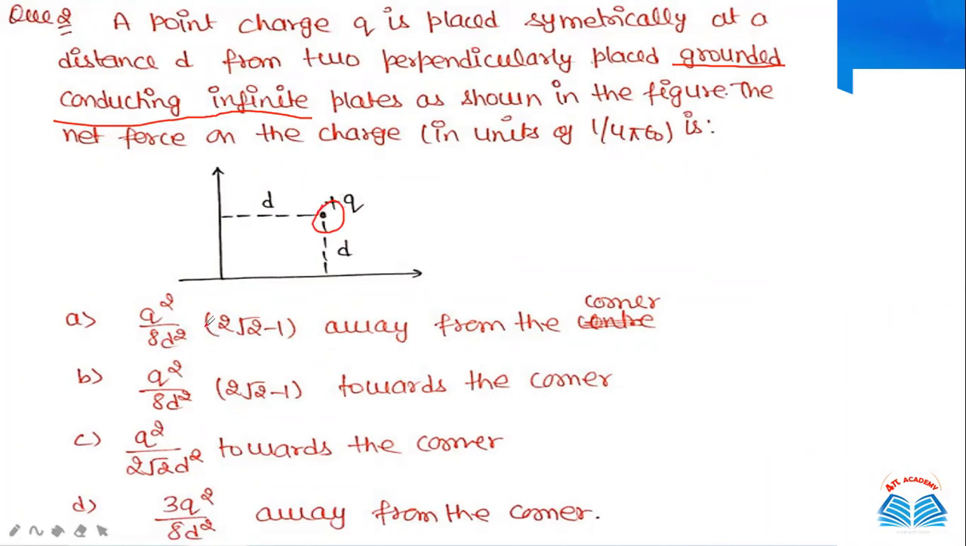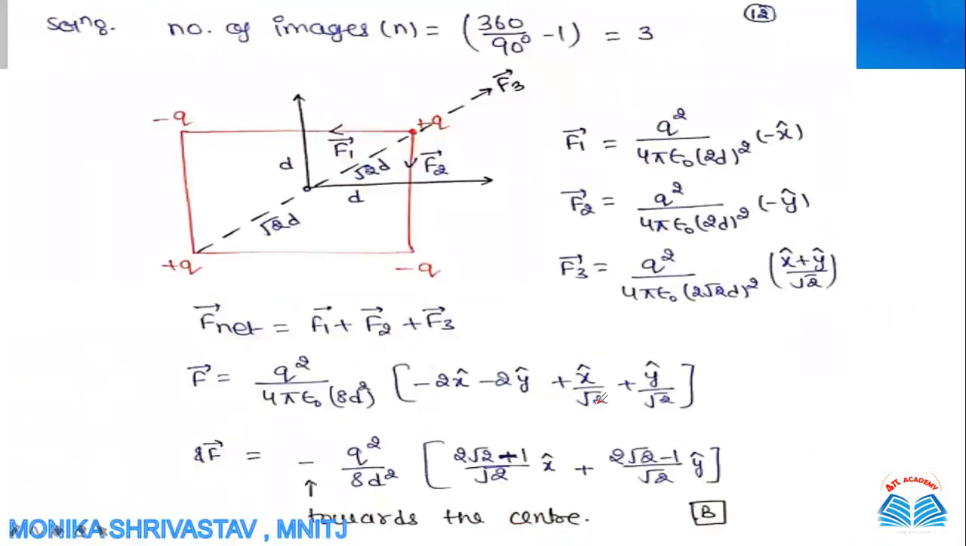Net force on this charge we have to calculate in this question. Plus, these four options are telling us that we also should calculate the direction of the force, where the force is applying on this charge. We will calculate the direction too. So how to solve these types of questions? Obviously, there are two grounded conducting planes.